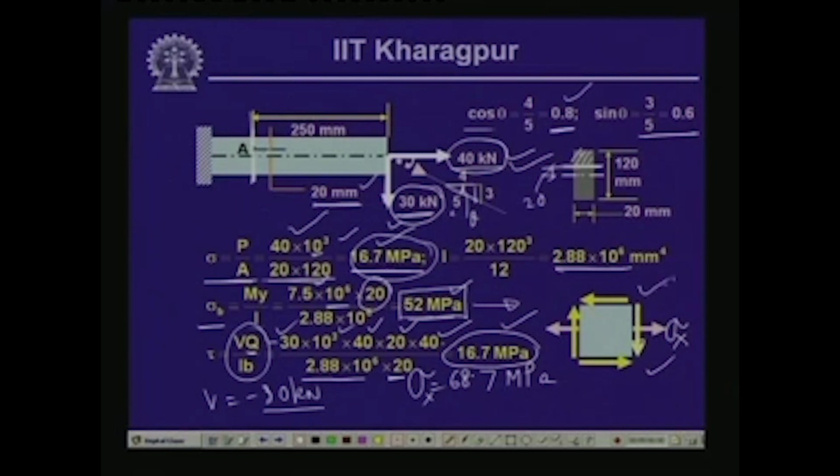So, this is the state of stress that we have at that particular point A, wherein we have the normal stress sigma x and the shearing stress tau. Now, as you know, at a particular point when we have the combination of the normal stress and the shearing stress, we can calculate the value of the maximum normal stresses and the maximum shear stresses using the transformation equations or using the Mohr circle.